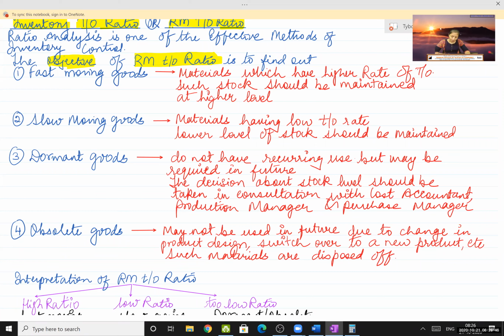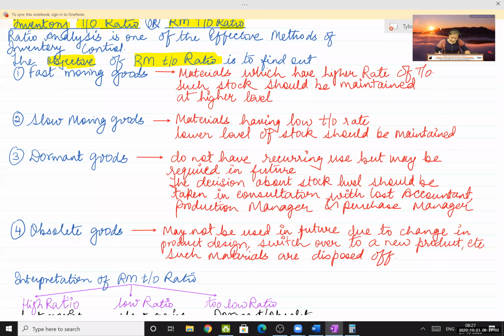We are not saying don't keep this goods in the warehouse, keep it, but have an opinion with 2-3 people like your cost accountant, your production manager, your purchase manager, and then you keep.